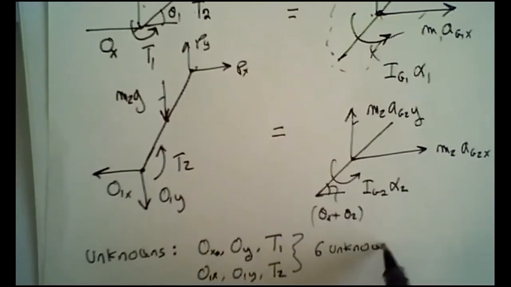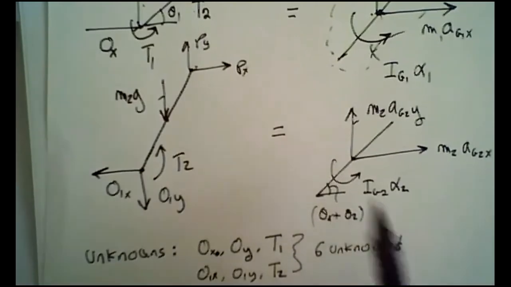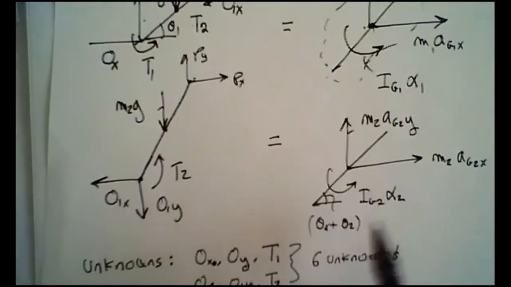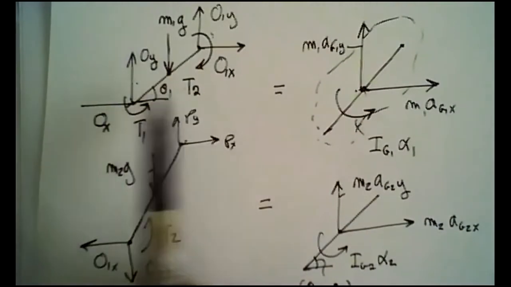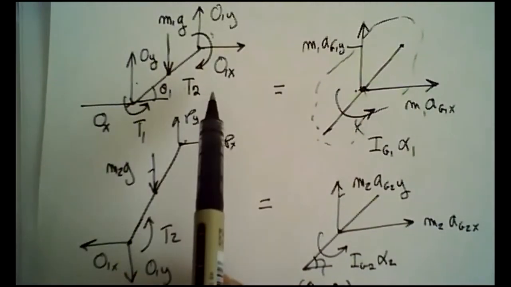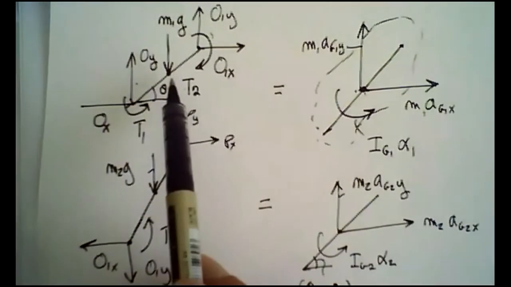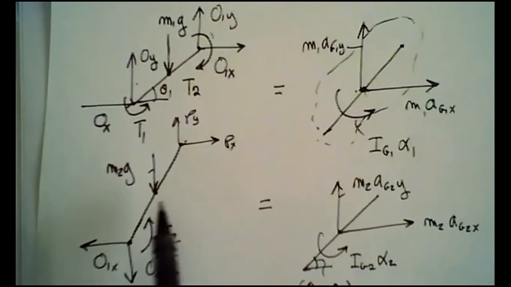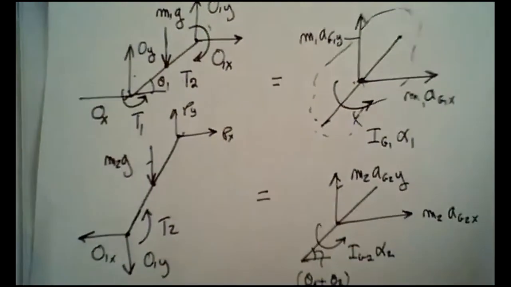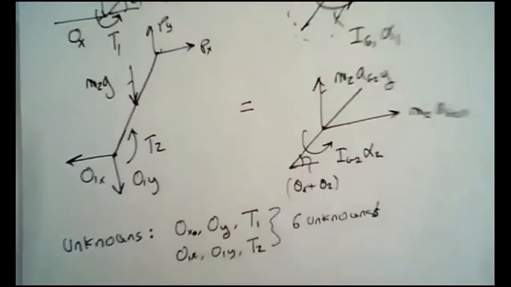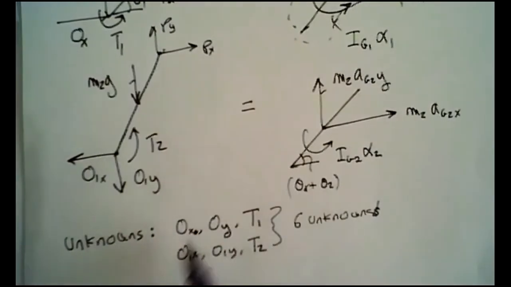How many equations do we have? On this link, one equation is the sum of the forces in the x direction, the second equation is the sum of the forces in the y direction, and then the sum of the torques. So 3 here, and 3 here, because it's planar and a 2 degrees of freedom system. So we have 6 equations and 6 unknowns, and we should be able to solve these.